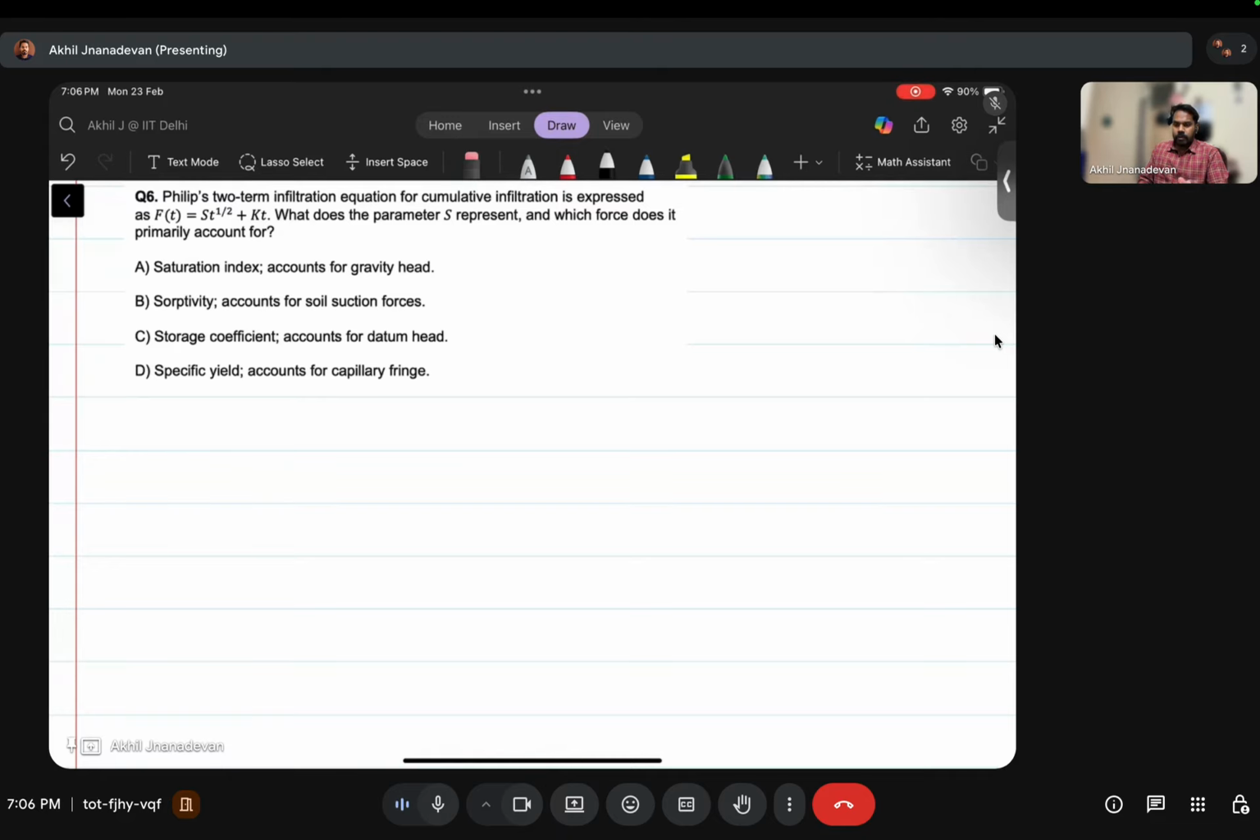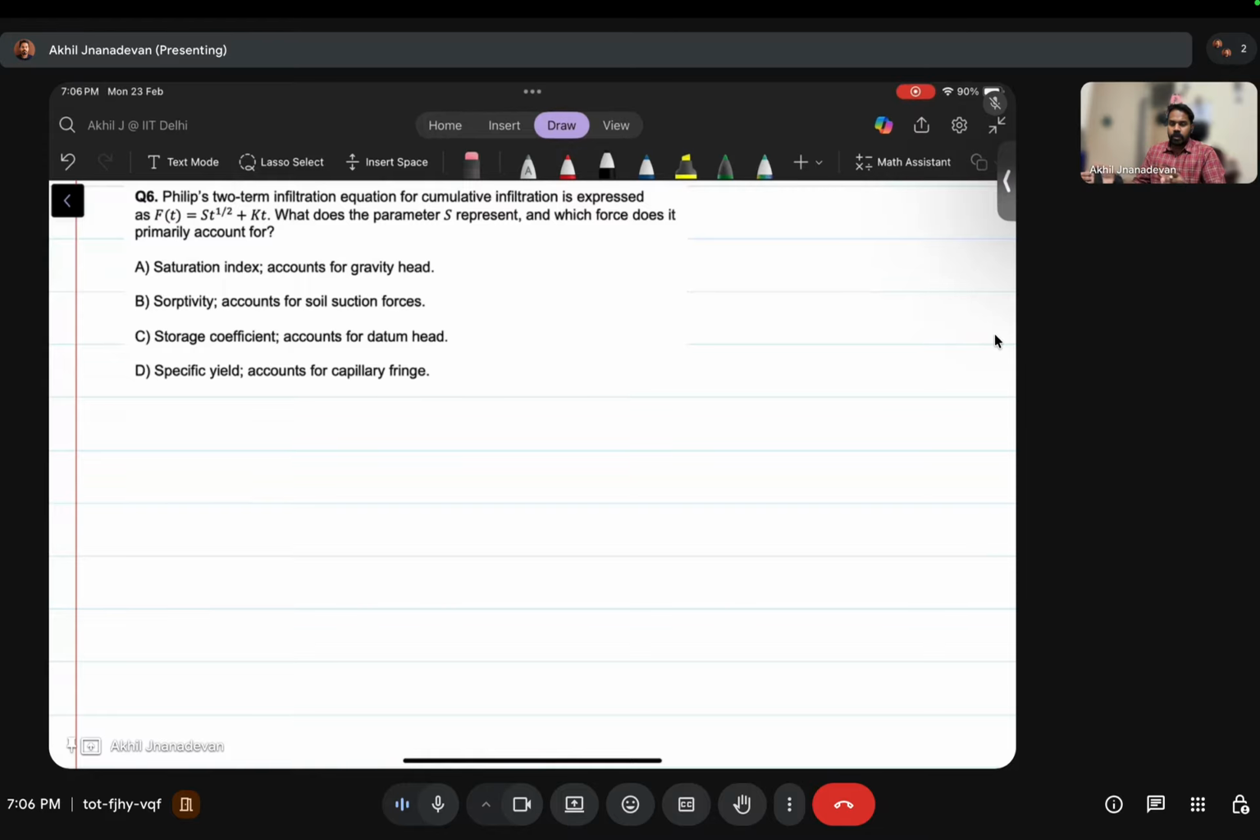One such attempt was made by Philip. What Philip did was try to solve the infiltration equation, and the method he used to solve it is the infinite series method.